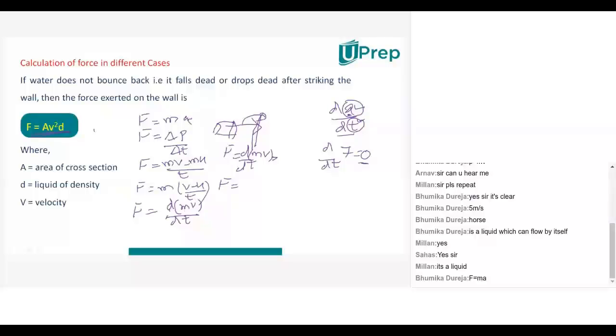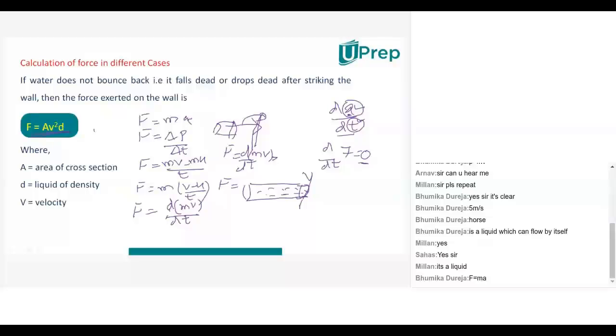Suppose in a time t, some fluid, let me give a clear diagram. Suppose here one pipe is there, and from this pipe liquid is coming, and that liquid is hitting the wall with a velocity v. Now some mass of water is coming, and how much mass will hit this particular wall? Can you say 5 kg, 10 kg, 20 kg? You can't say directly, so you have to find out that value.